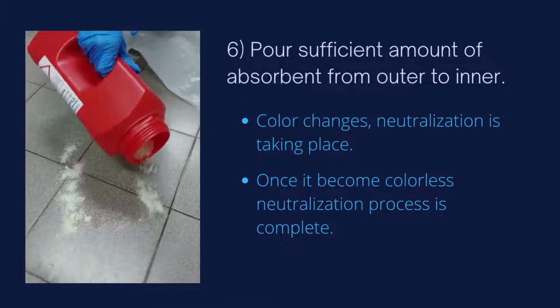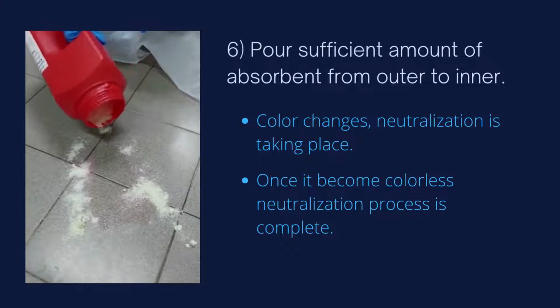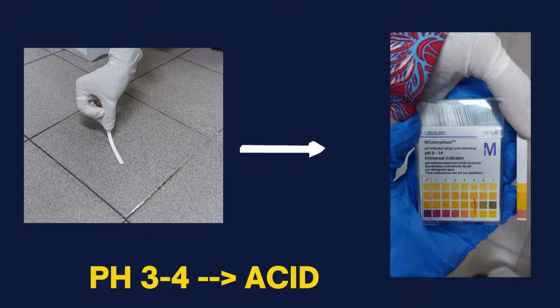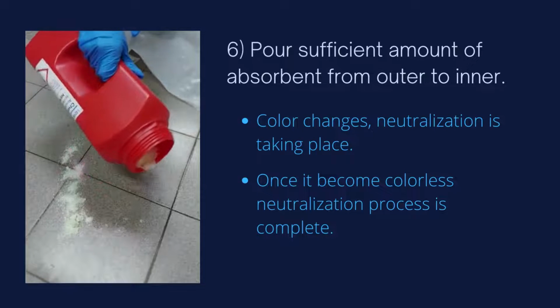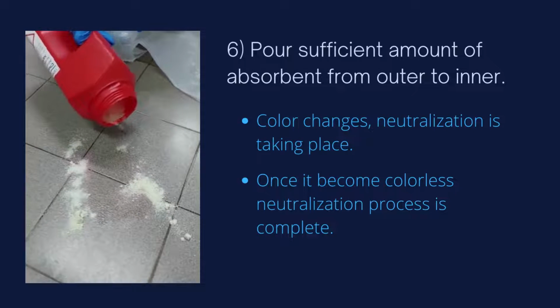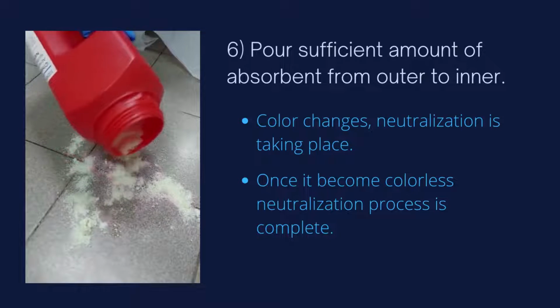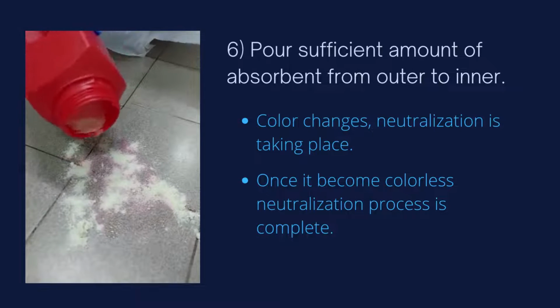So once we know the spilled chemical is acidic, we then know which absorbent to use. In this case, we will use the H+ absorbent. This is an example video, you can take a look at it. What happens when we pour the absorbent onto the spilled acetic acid?